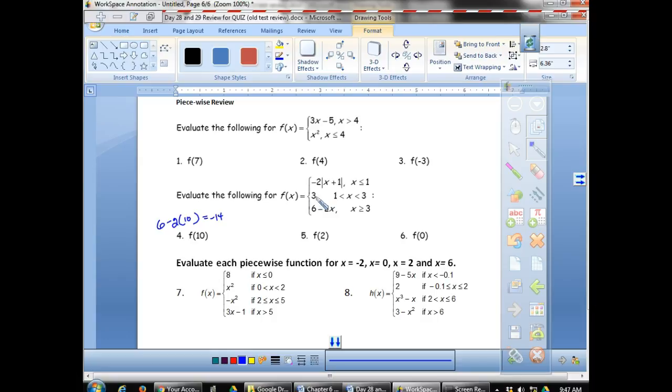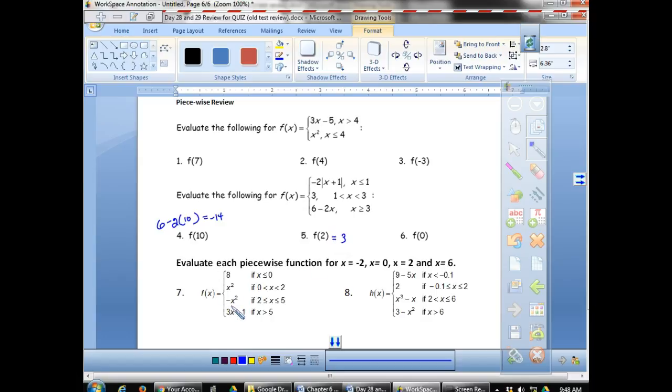This seems weird, but this is just a horizontal line. So no matter what x you plug in between 1 and 3, they all give you a y of 3. So that's how you do that one. There's not really anything to plug in, it's just a horizontal line. So that's that entire section there.